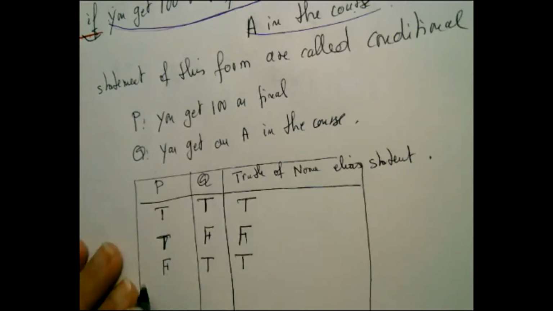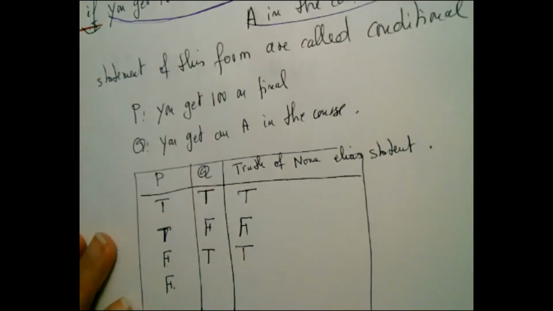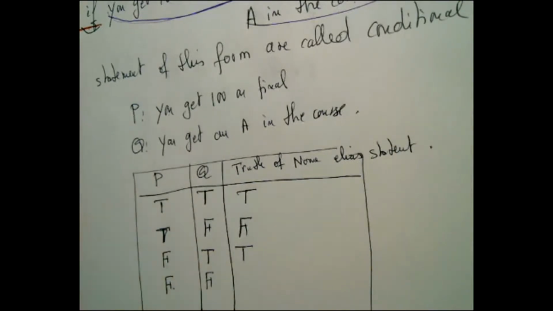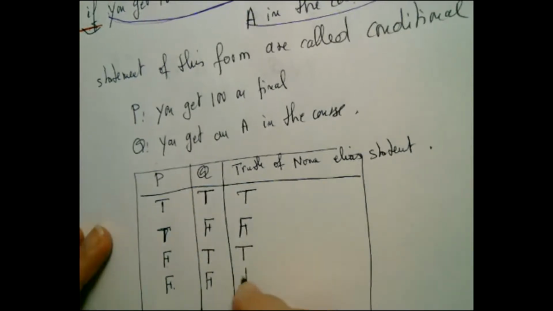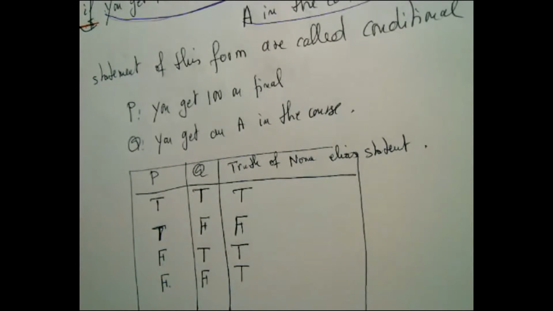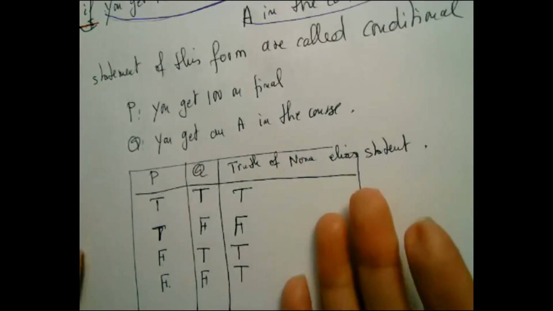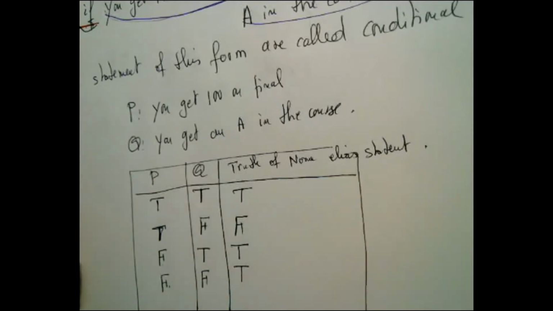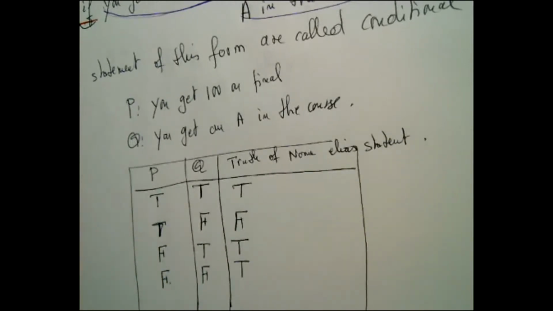Okay, what if you didn't get 100 and I didn't give you an A? Will my statement be true or false? It'd be true, because P and Q don't prove your statement to be false. You didn't get 100, and I didn't give you an A. Big deal. You didn't get an A because you didn't get an A. My statement will still be true.